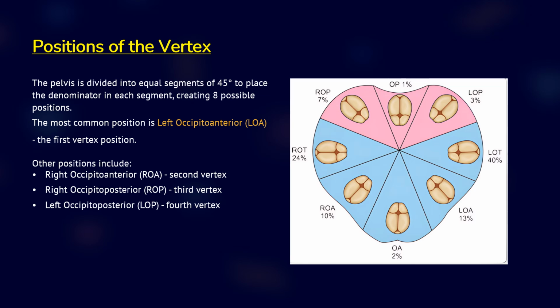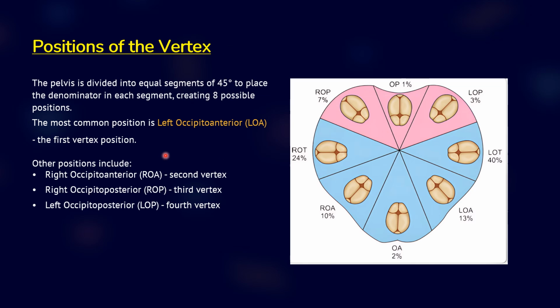Okay, so the position of the vertex. So this is the pelvis, and it is divided into 8 equal segments. Okay, and each segment is 45 degrees. And here what we are trying to determine is the denominator. So now you know what the denominator is. It is the bony point. So the bony point of the vertex, where is it positioned?